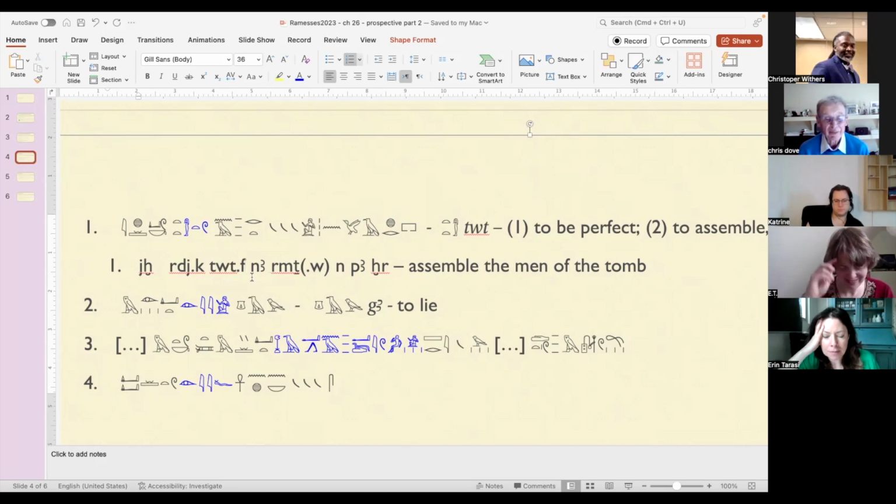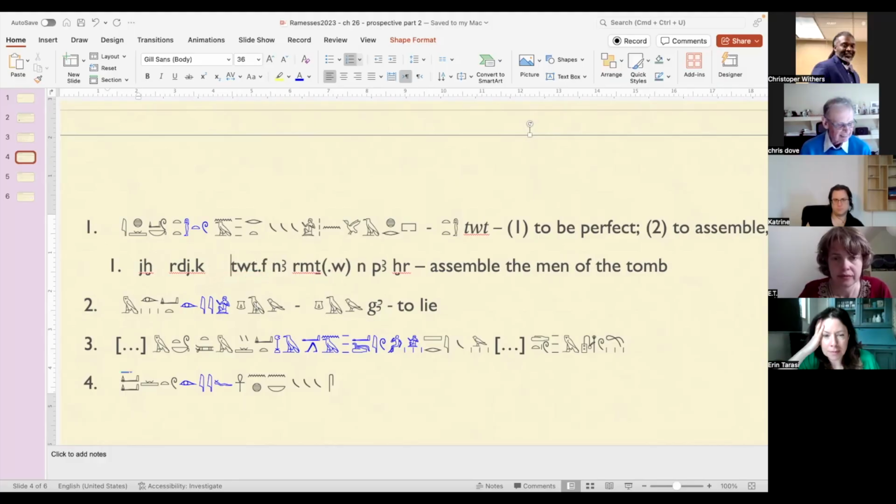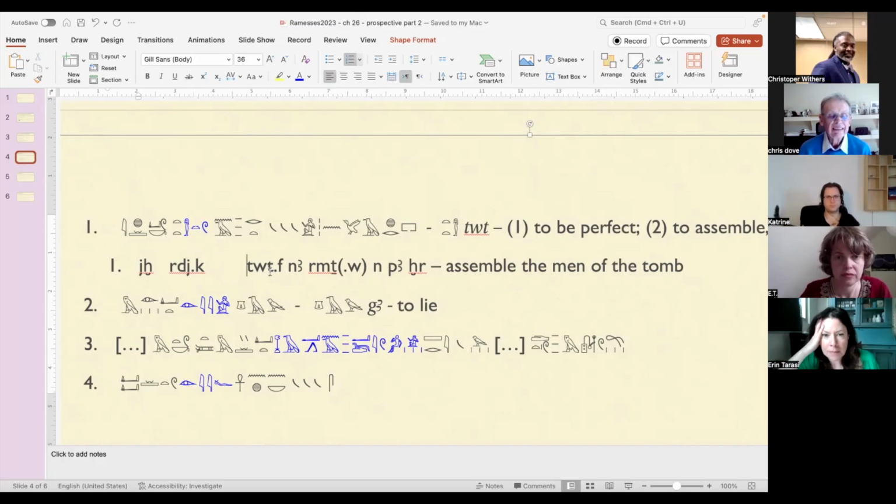Yes. But let me help a little bit, because this is a bit tricky. If you just had tutef na remech, forget about the rest, how would you translate that? So tut here, what is tut here again? To assemble. So he assembled those men of the tomb. You got it. Although it's probably a prospective, so the meaning would be may he assemble, he will assemble, right? So may he assemble the men of the tomb.